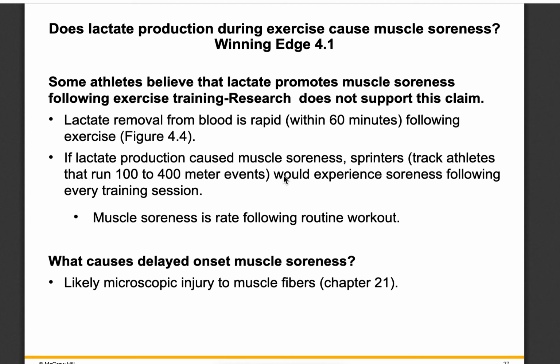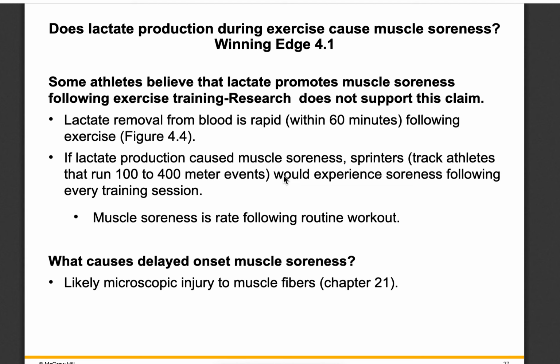If that was the case, anytime a track athlete who runs just 100 meters, they build up a tremendous amount of lactate after sprinting just 100 meters. They would have a tremendous amount of soreness following every training session they did, and it would make it almost impossible for them to work out. And someone who maybe walks or goes on a light run, they can feel sore the next day, even though their lactate didn't get very high. So lactate doesn't cause muscle soreness.